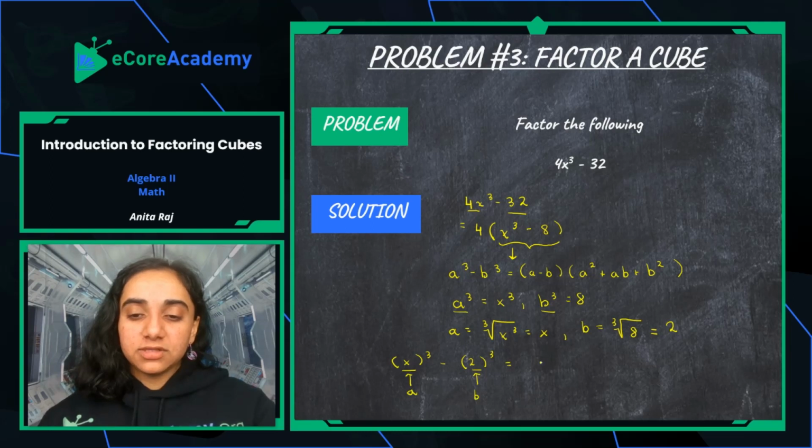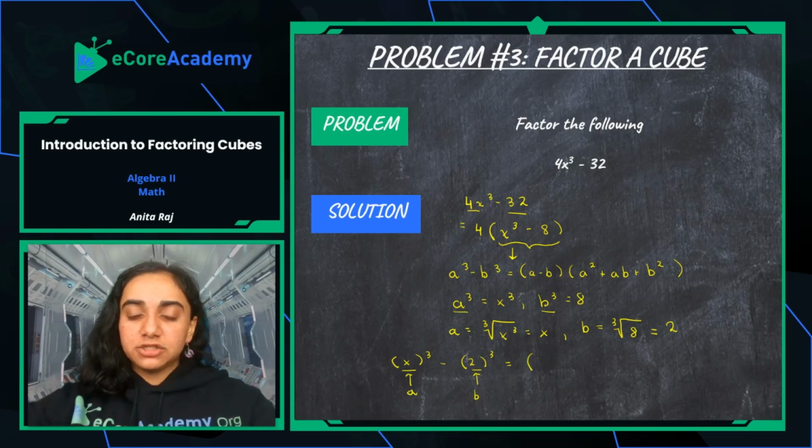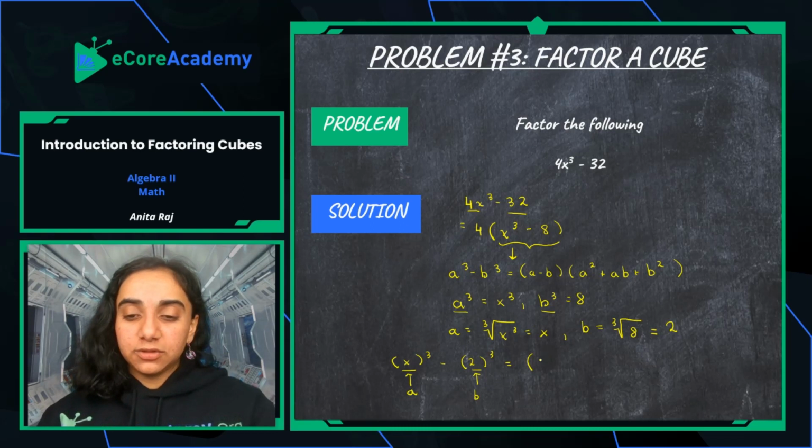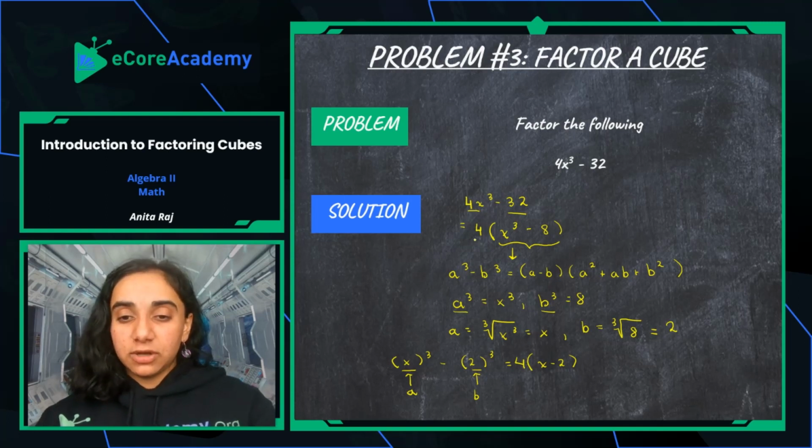We can rewrite this as a minus b. A is equal to x, b is equal to 2, so x minus 2. Oops, and I almost forgot, we've got to throw the 4 in front of it because that was our greatest common factor. You must not forget that. It was up here, right here. All right, and then we've got to move on.